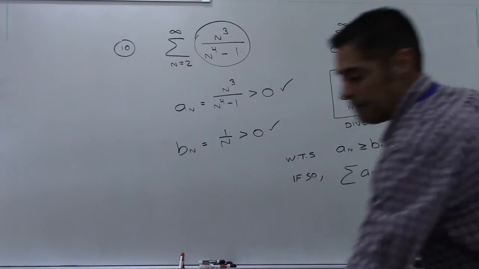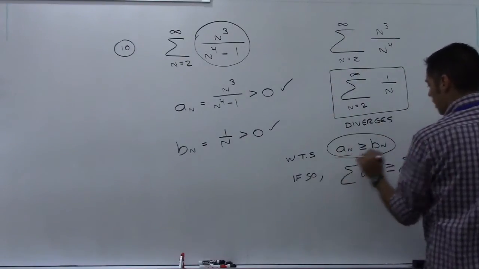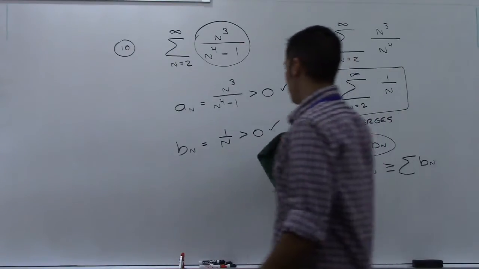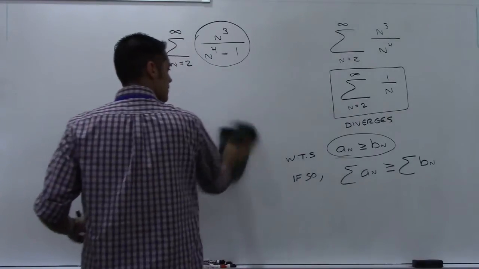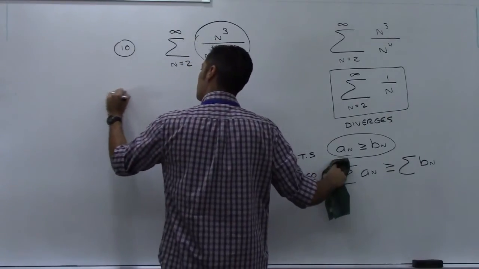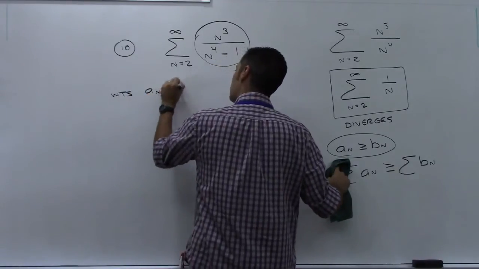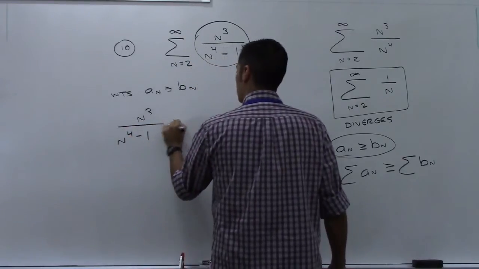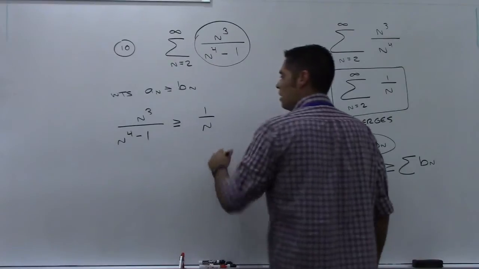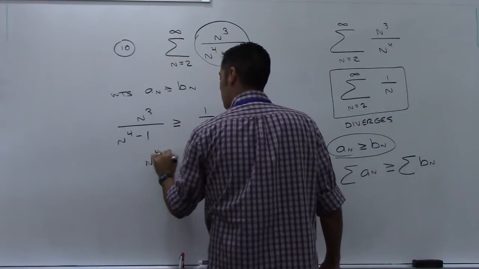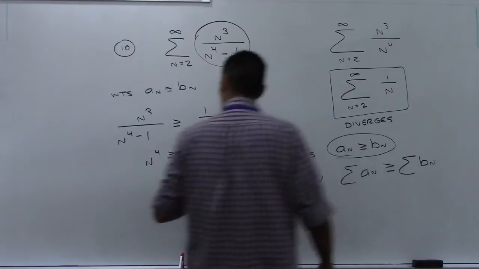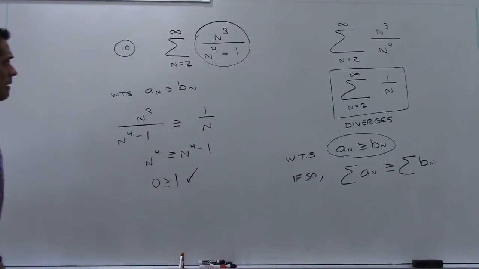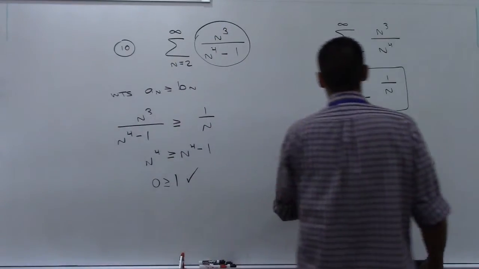Now let's see what happens. Remember, this is the inequality I need to show right here. If I can do that, then I know that since this diverges, that will. So let me go ahead and write down that inequality. I want to show a sub n is greater than or equal to b sub n. So I want to show that n cubed over n to the 4th minus 1 is greater than or equal to 1 over n. Do the same thing, multiplication, n to the 4th greater than or equal to n to the 4th minus 1. And if you subtract n to the fourth on both sides, you get 0 is greater than or equal to 1. Check, that's always true. Therefore, this inequality is true, and I can draw my conclusion.